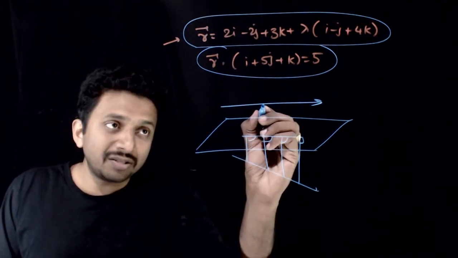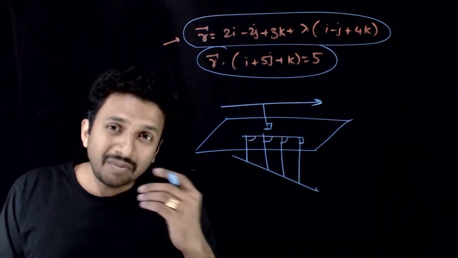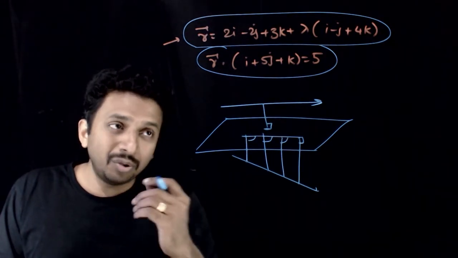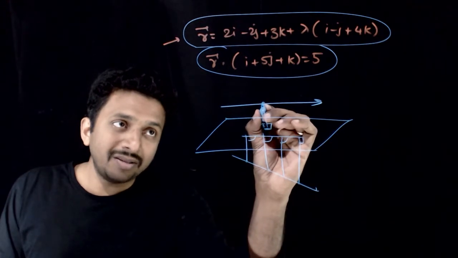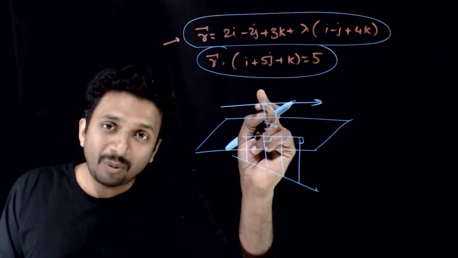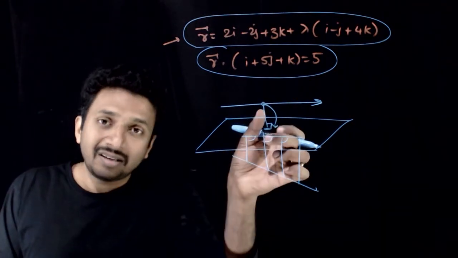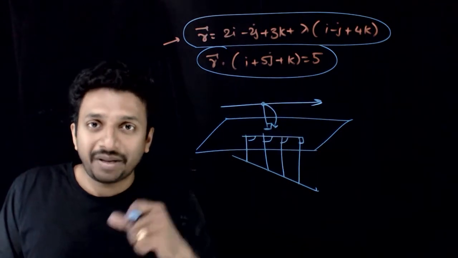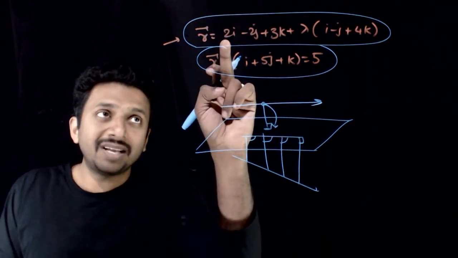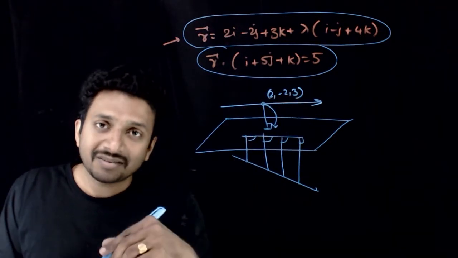Now if you want the distance of this line from this plane, the simple thing to do is you take a point on this line and find the perpendicular distance. You take a sample point on this line and find the perpendicular distance. You'll get the perpendicular distance between the line and the plane. So the sample point can be taken as this, right? So 2, minus 2 and 3. That's the sample point on this line.